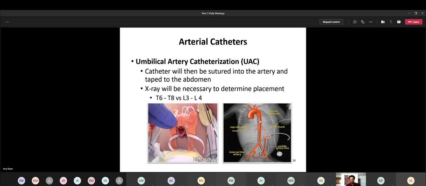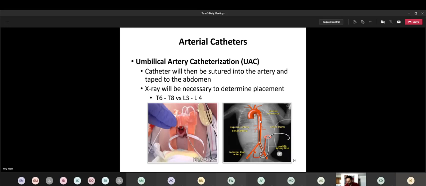So after they insert one of these, they have to get an x-ray. And depending on where the tip of this catheter should be, it'll depend on the facility and the physician as far as how they feel about where they want it to stop. It could either be considered to be at the high position, which is thoracic vertebrae T6, or somewhere from 6 to 8, or the tip of it could be a little bit lower, somewhere around lumbar 3 or 4.